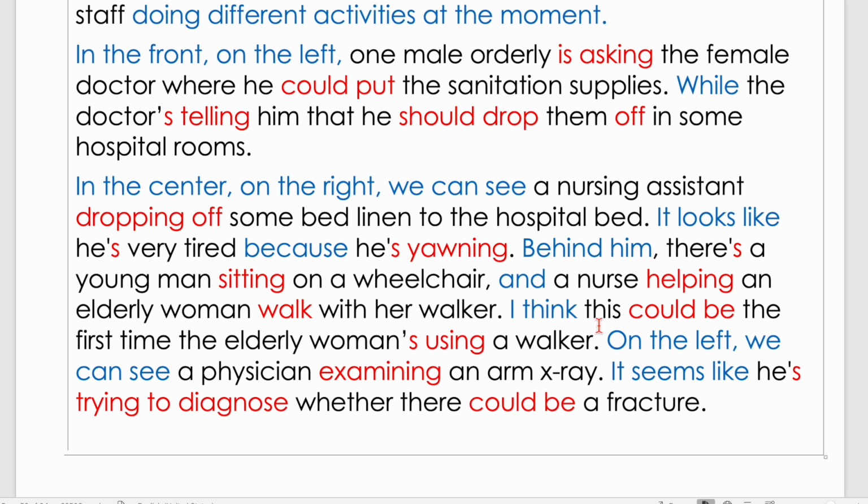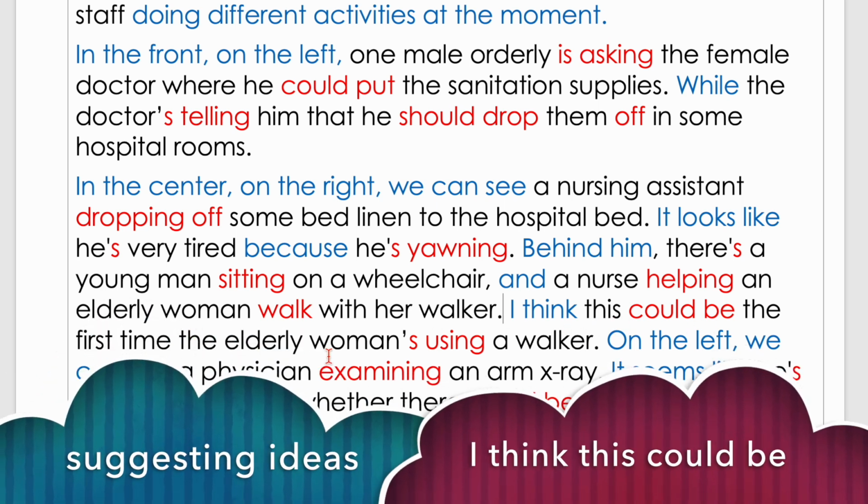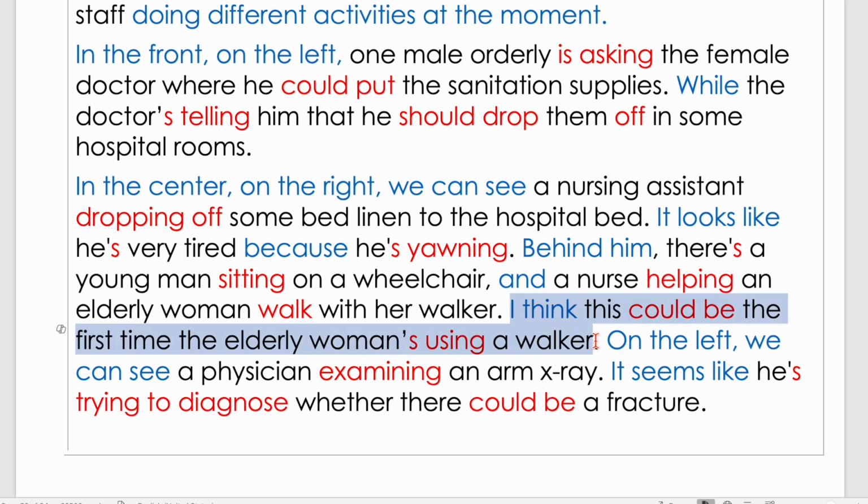I think this could be the first time the elderly woman's using a walker. Okay, so we added another idea. I think it could be. Okay, very good. So again, we've expressed a lot there. We use modals also. Okay, so we're doing a lot. We're using a lot of ideas here. And this is only for the center.